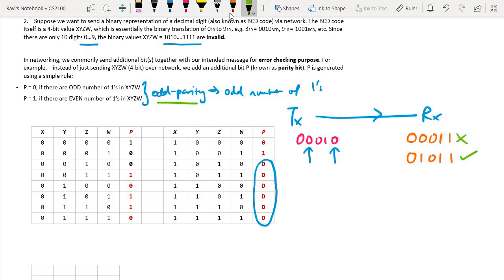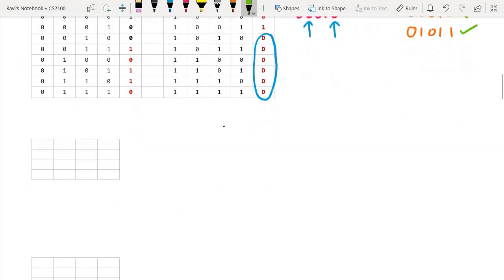Now coming back to our question on parity, we can see that this is how we have completed the truth table. Now we are going to implement the K-map to get the SOP. Let's do the SOP first, and then we will look at how to do the POS. In this question, it's supposed to do both. So this output here is P, and my inputs are X, Y, Z, W.